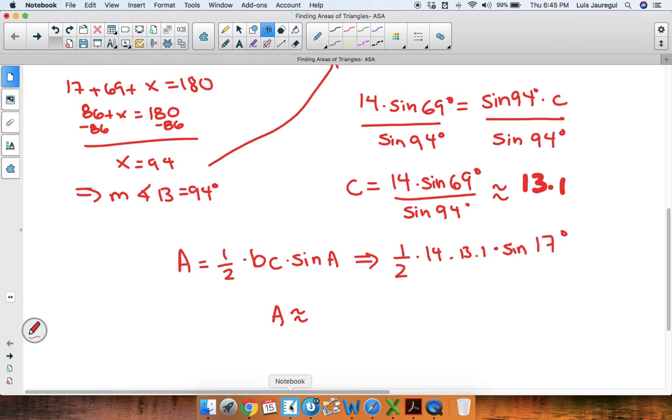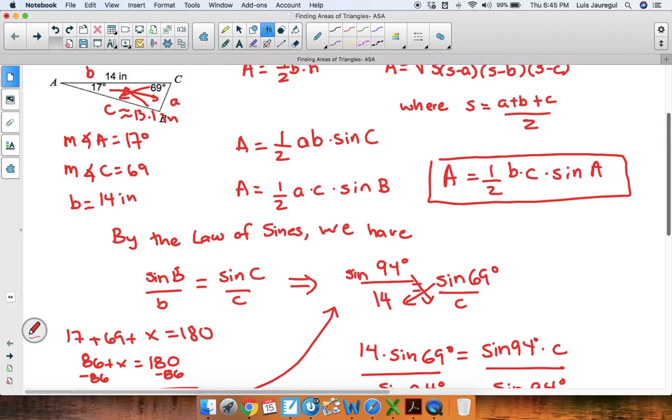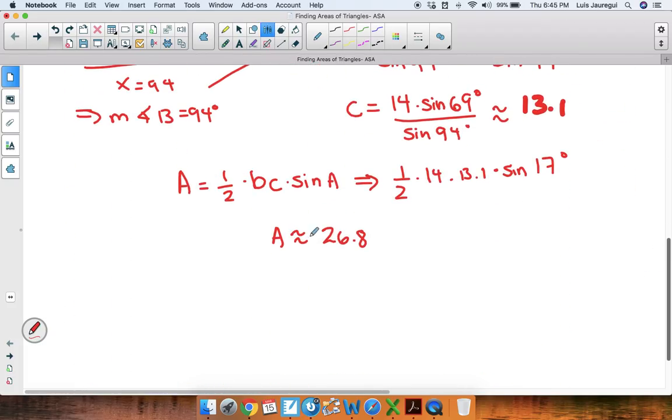And let's pay close attention to the unit. So we can say that the area is about 26.8, and in this case we were dealing with inches. So area is always in units square, so this is about 26.8 inches square. And that's the area of this particular triangle. So let's see one more example here.